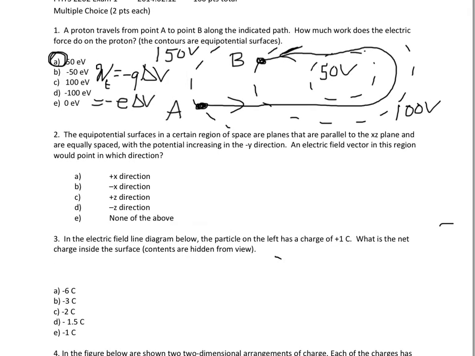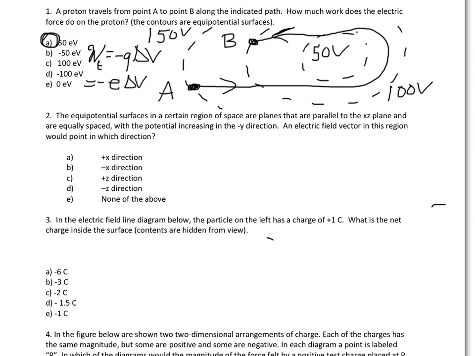Alright, next question, question number 2 here. The equipotential surfaces in a certain region of space are planes that are parallel to the xz plane and are equally spaced, with the potential increasing in the minus y direction. An electric field vector in this region would point in which direction?